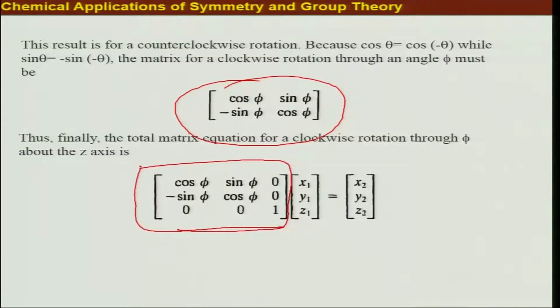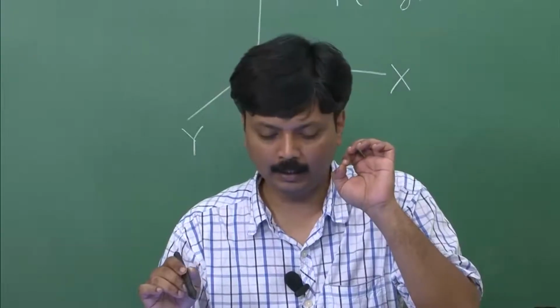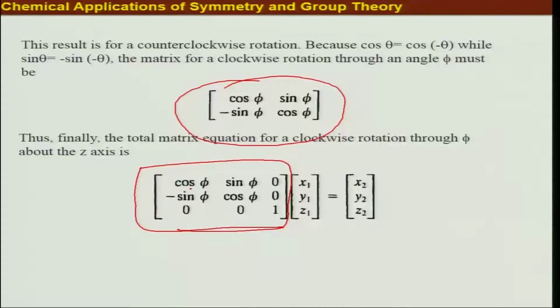Now the beauty of this matrix in terms of these angles, phi or theta, whatever you use, is that you just give the value of that particular angle. If it is C6, then you give 60 degrees. If it is C2, you give 180 degrees, and you get the corresponding values for cos or sin phi, and you get the matrix. That matrix will act upon this x1 y1 z1 column vector and ultimately give you the final result.